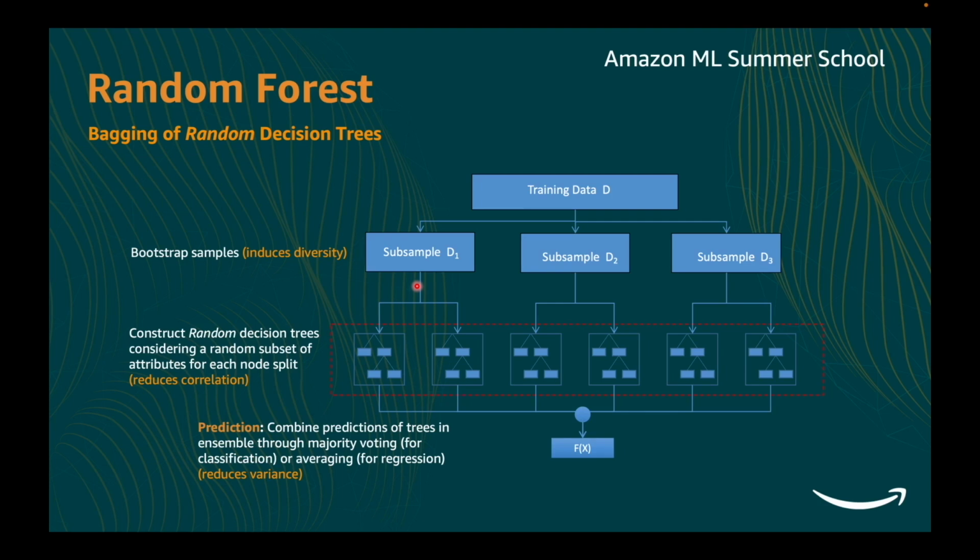And the reason for selecting a random subset is that it reduces the correlation between the trees which are created at the end. And then the prediction is exactly the same as normal. You combine the outputs of the various trees which you've created by either averaging, if you're doing regression, or if you're doing classification, you take the majority vote. And this leads to a model with very low variance.